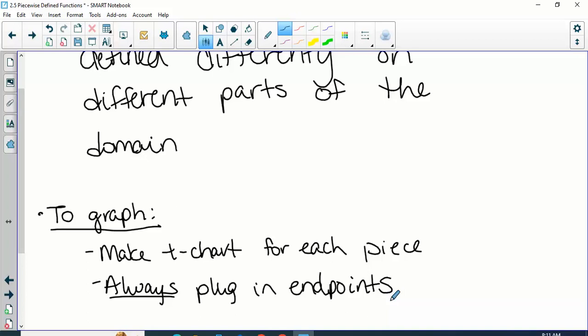If something doesn't have an equal to when we plug it in, what do you think we would do when we drew it on the graph? How do we show something isn't equal to? Open circle. So we'll still put them in, but we will use open circles when we graph them.